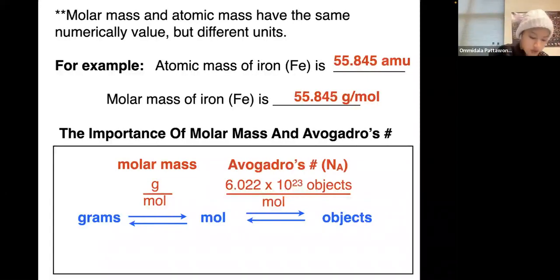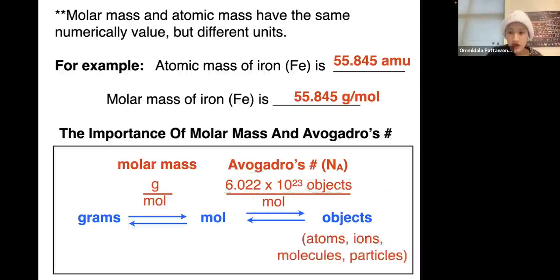Okay, so this is always going to be 6.022 with the object, divided by 1 mole. This is always going to be 1 mole on the bottom. So again, the number of objects here can be anything. It can be atoms, ions, molecules, or particles. So this object right here, you can replace with any of these, depending on what the problem gives you.